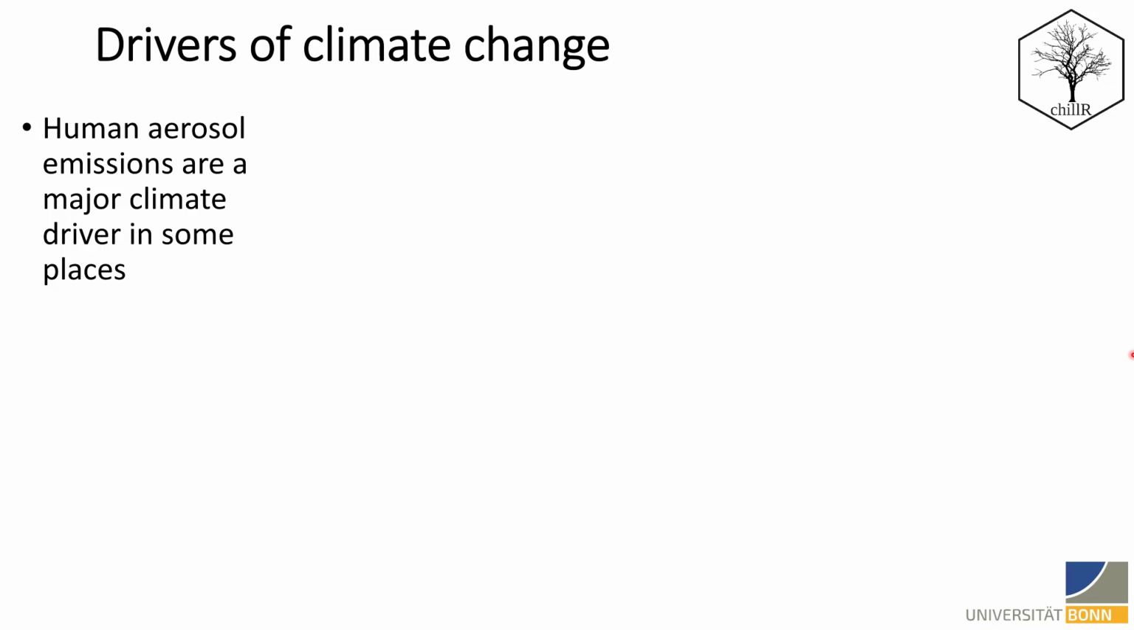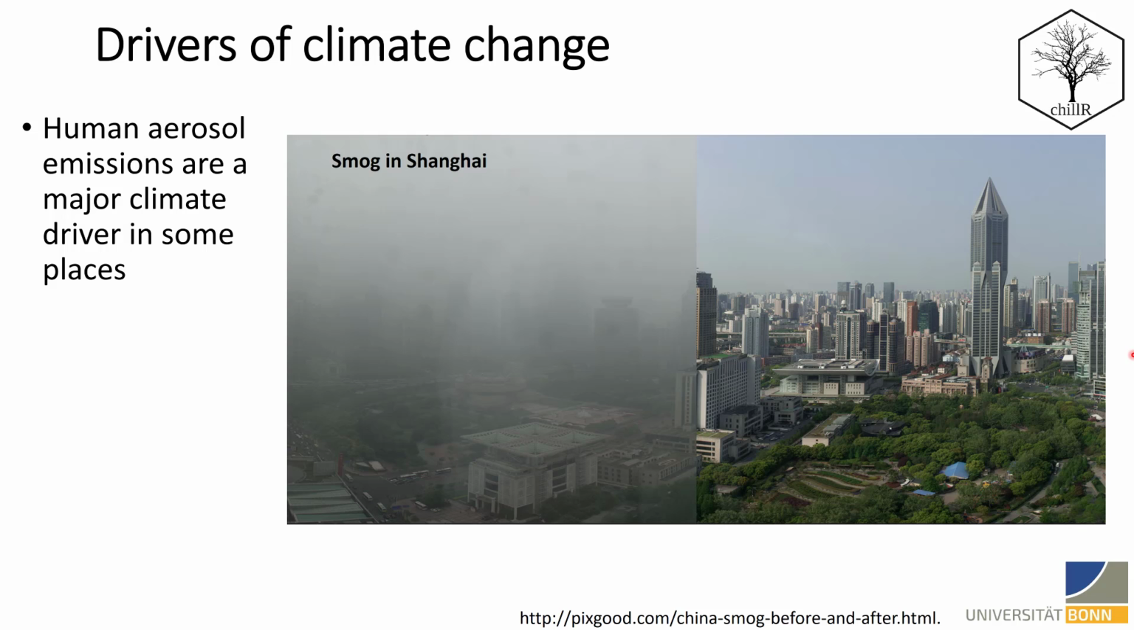And in some places, these aerosols are major drivers of local climate. Here are two pictures from Shanghai, one on a smog day on the left and on a clear day on the right. And it's probably pretty obvious for everyone that this situation on the left will have a dramatic effect on the weather of this day. You wouldn't expect this to be a particularly warm day, even if above the smog the sun was brightly shining. So quite obviously, this has an effect on the local climate.